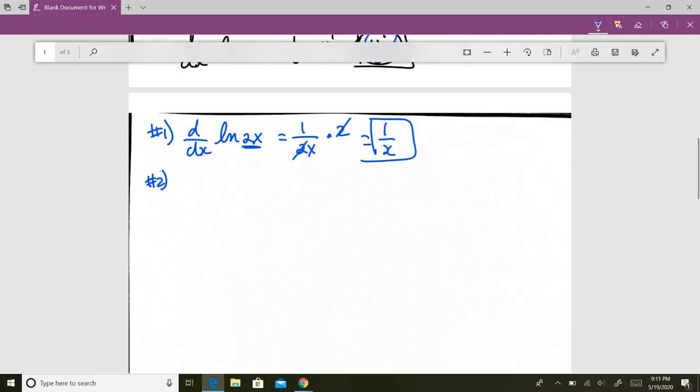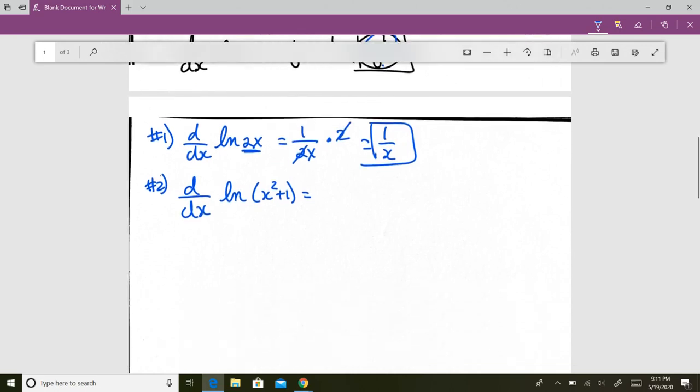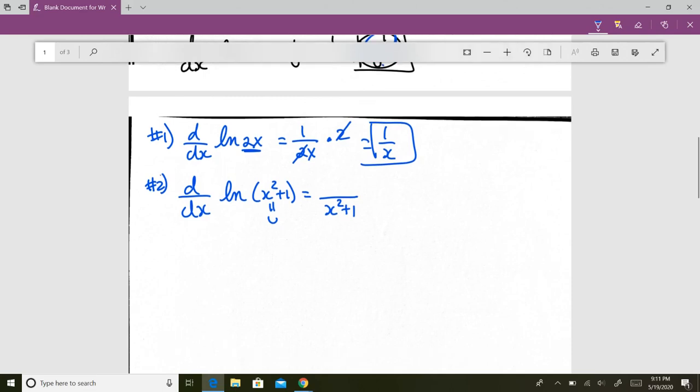A bit more complicated one. The derivative of the natural log of x squared plus 1. Well, it's u prime over u. So the first thing you do is put whatever u is. By the way, that is u. So I just go x squared plus 1, and then I put on top the derivative of that function. What's the derivative of x squared plus 1? 2x. And that's it.